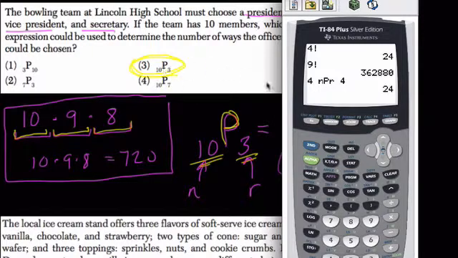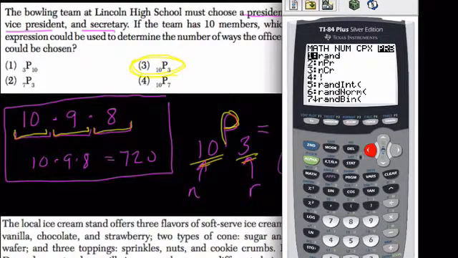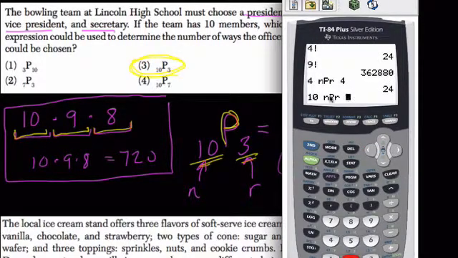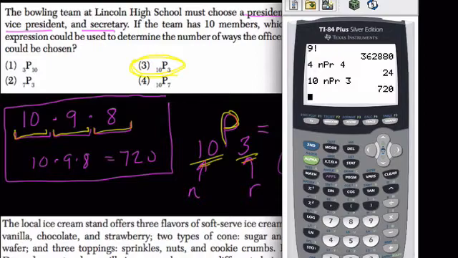If you had to find 10P3 in a calculator, enter 10, math, scroll to probability, choice 2. So it's 10 and then 3. And you see it's 720. Okay.